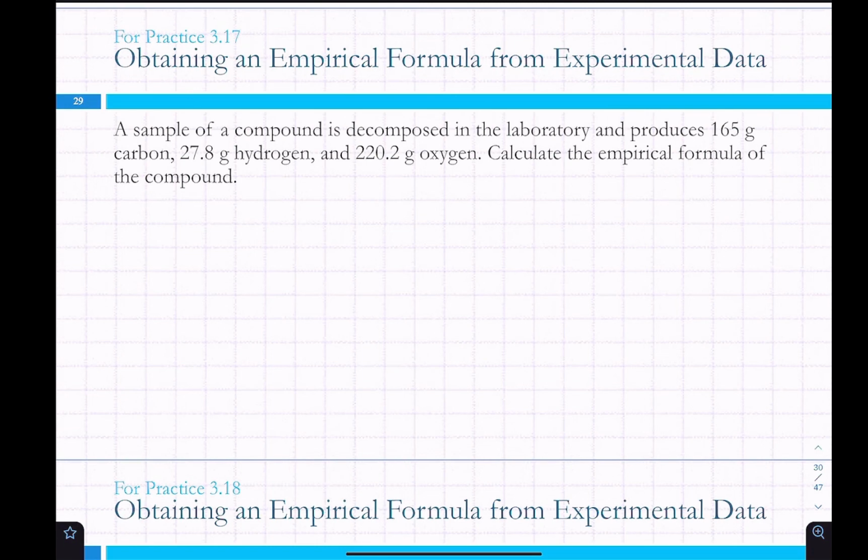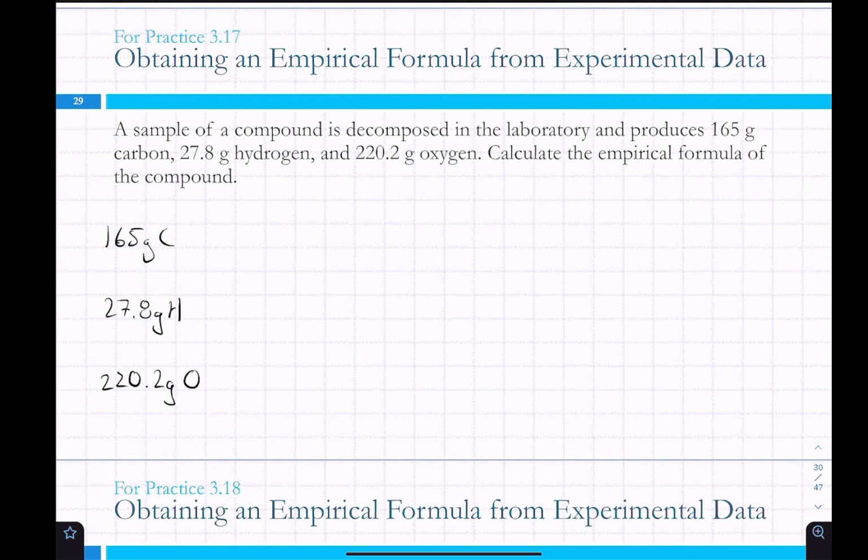This is going to involve a lot of the same steps. So here we were given just the grams already. Sometimes you'll be given the percent composition. But we can take each of these grams, and I like to do these all in parallel. So 165 grams of carbon, 27.8 grams of hydrogen, and 220.2 grams of oxygen.